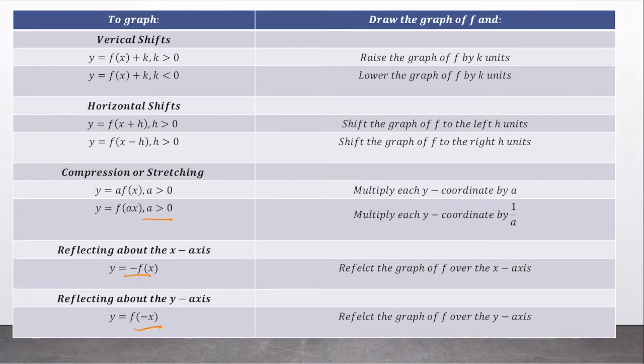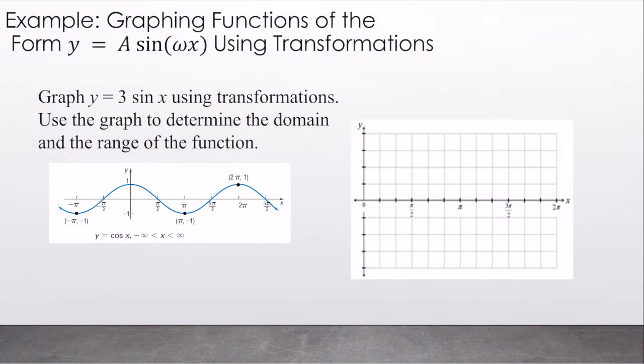So why don't we practice graphing a few functions, finding their amplitude and their periods. So let's say I want to graph y equals 3 sine of x using transformations. This is not our sine graph, this is our cosine. I need to fix that, but sine is what I'm graphing in orange, right? Here's our sine graph, sorry about that.